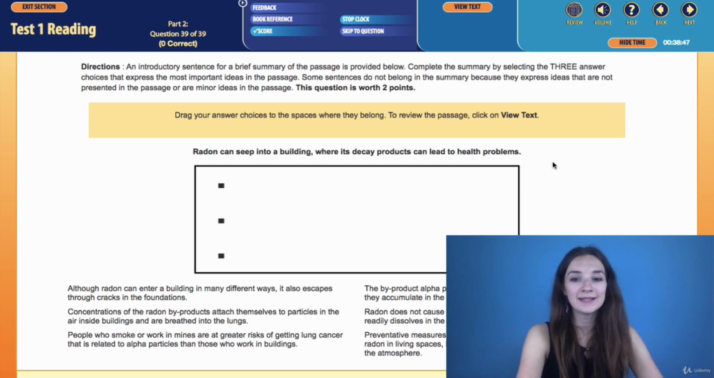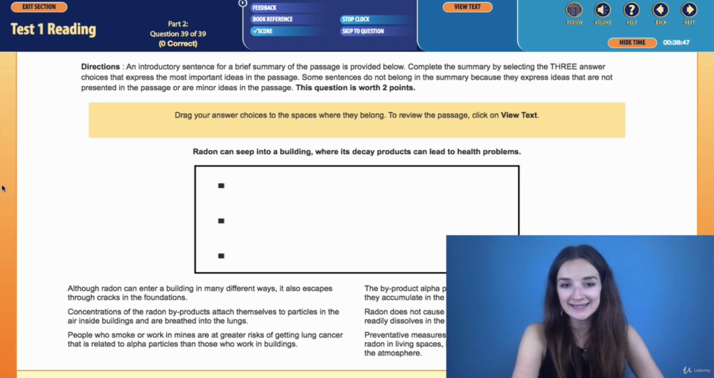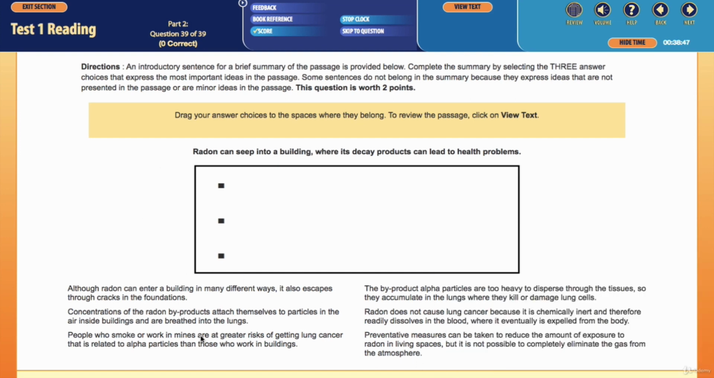So here we have this sentence in bold: radon can seep into a building where its decay products can lead to health problems. So this is typically a paraphrase of the thesis statement, okay? So they took the thesis statement, they paraphrased it, they changed some words to its synonyms, and they put it here, all right? And you need to find 3 supporting sentences. And of course, the sentences that support the thesis statement always stand as topic sentences of the paragraphs. So here, out of the 6 answer choices, you have to choose just 3 that paraphrase 3 topic sentences, okay?